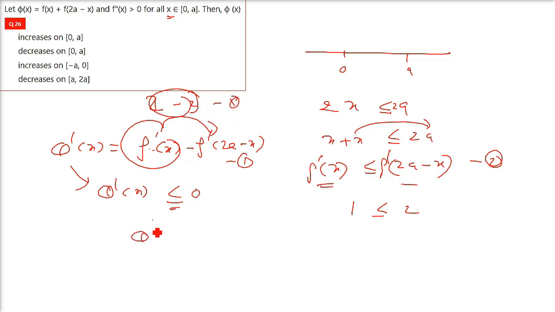But this is decreasing where? In which interval? This phi dash x is less than or equal to 0. That is, it is decreasing in the 0 to a interval, which is already given in the question. So in this interval 0 to a, it is decreasing.